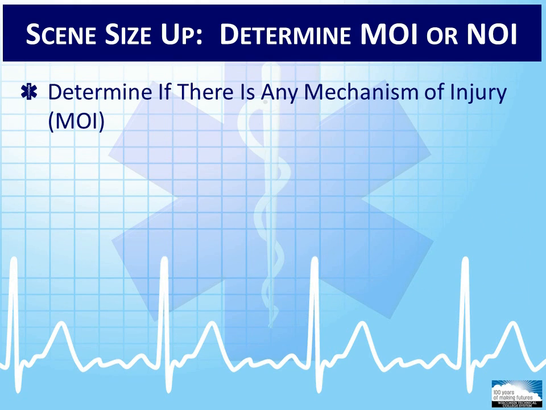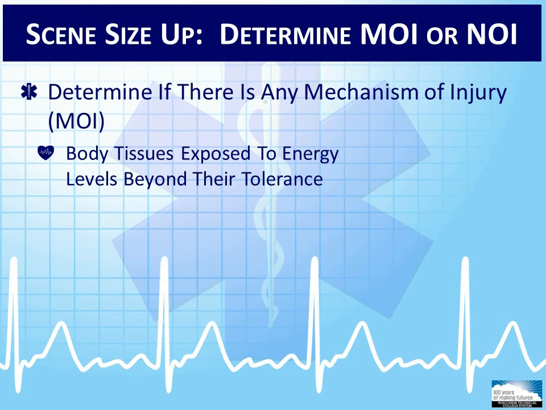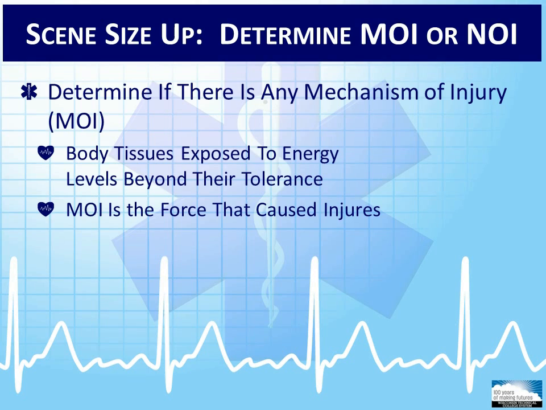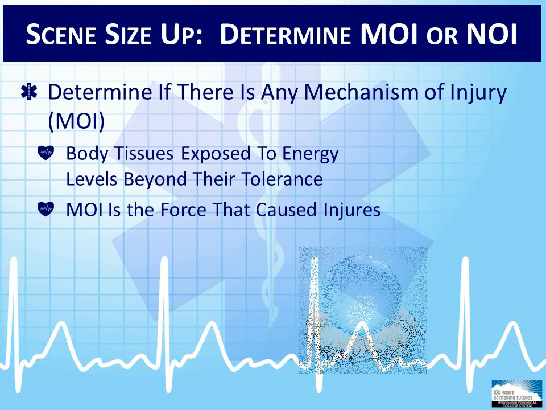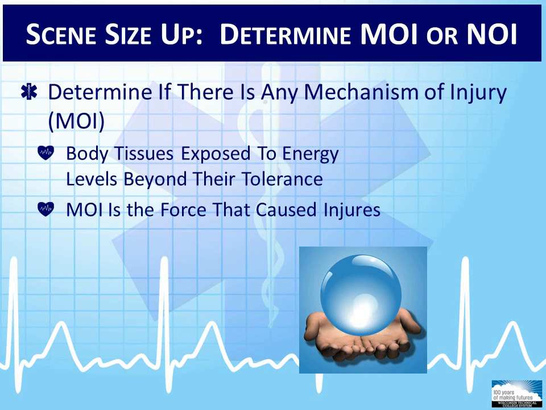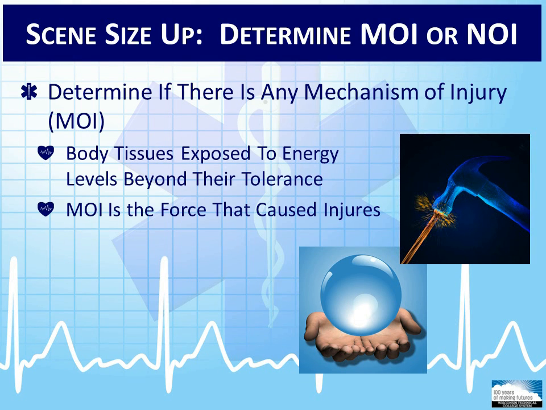Mechanism of injury, MOI, is the force or forces that caused an injury or a potential injury to a patient. Trauma occurs to the body when the body's tissues are exposed to energy levels beyond their tolerance. Mechanism is determined by visual inspection of the scene and by interviewing the patient, bystanders, or family members. Mechanism requires the EMT to look into their magic crystal ball of sorts and predict what types of injury patterns are possible based on the forces that were applied to the body.